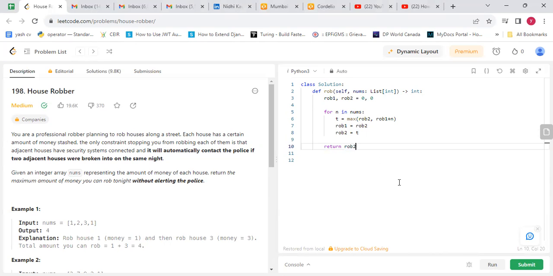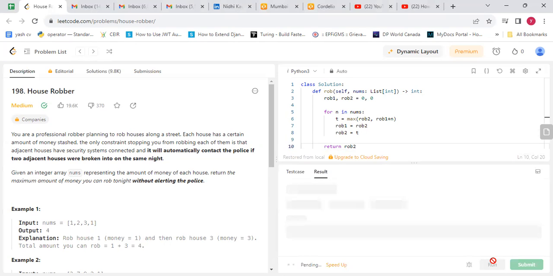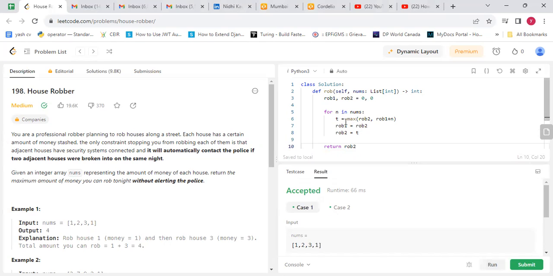and we can return rob2. Let's see if it works or not. Yeah, it works. So time complexity is order of n, and space complexity is order of 1.